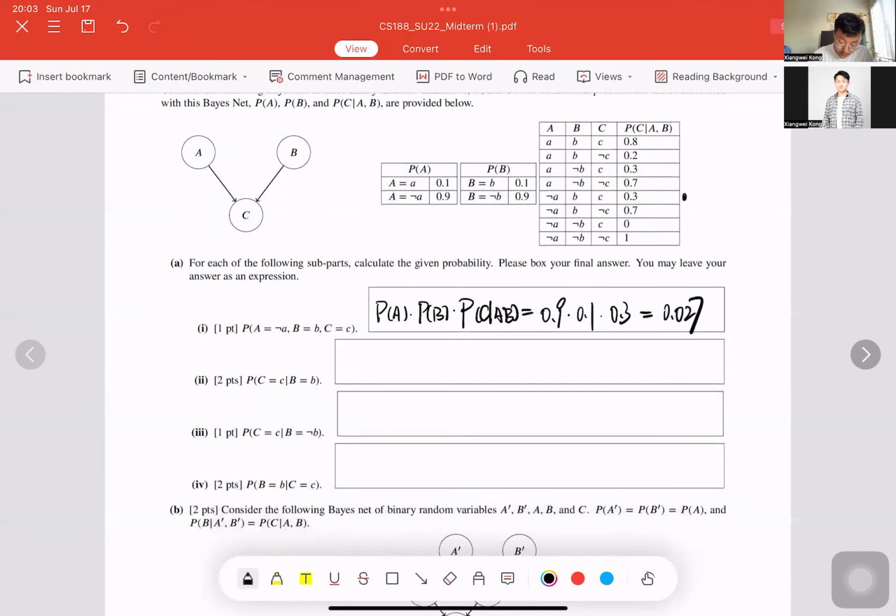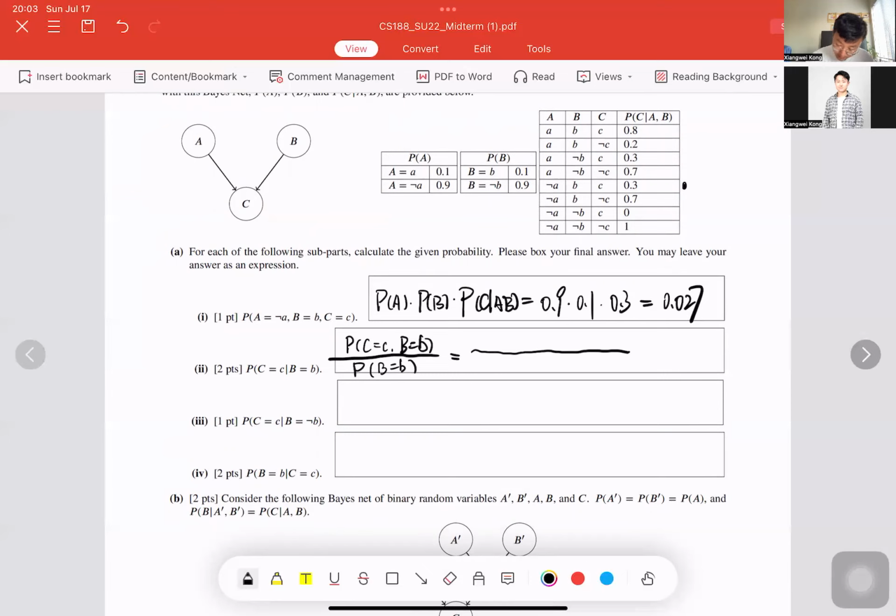So next, P(C equals c given B equals b). For this one, we can use variable elimination. If we write it out in division form, we get P(C equals c, B equals b) divided by P(B equals b). For the bottom one, we just sum out the values for A and C. For the numerator, we need to find all the assignments with B equals b and C equals c.